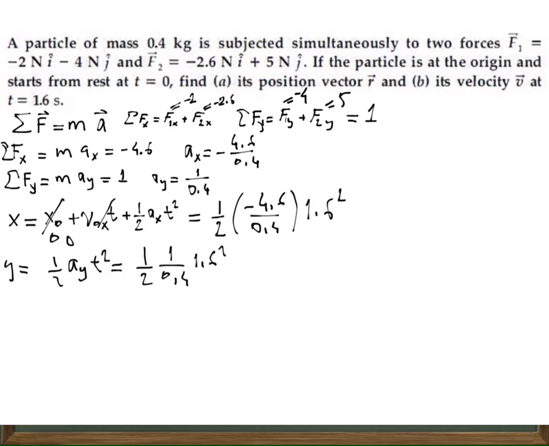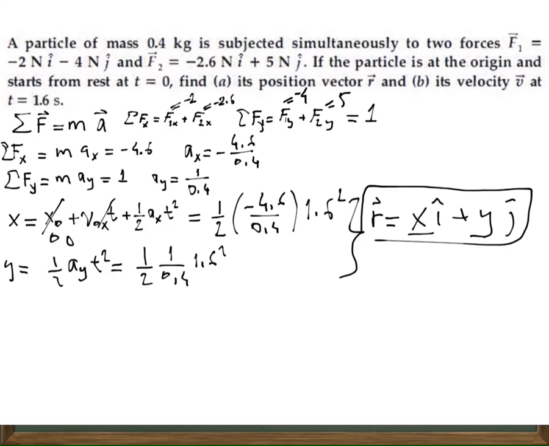And to answer what the position vector is, what you do is just add these answers: x i plus y j. You find x and y from these equations and write the result as a vector, okay? Because it asks about the position vector.